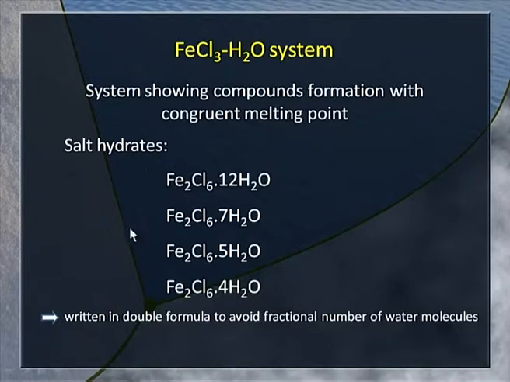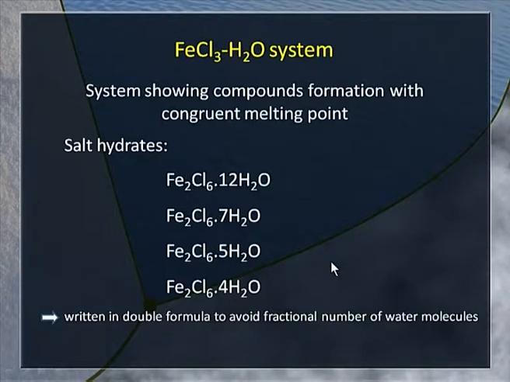You can look at the formula of the hydrates. We have written the double formula because we want to avoid a fractional number of water molecules with each of these hydrates. It should be FeCl3·6H2O, but instead of that, we are writing the double formula so that we have whole numbers 12, 7, 5 and 4 for the water molecules.